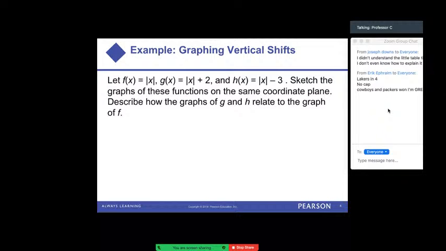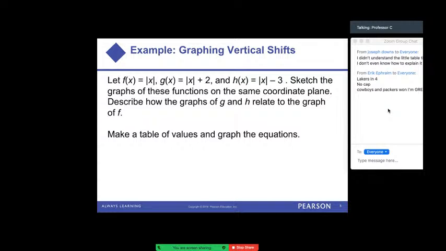Right? So say we had f of x was the absolute value of x, and then g of x we basically added this 2 on the outside, and we subtract 3 on the outside, right? So we have the basic function absolute value. Remember the graph of absolute value is like a v, and let's see how these two transformations affect the original graph, right?